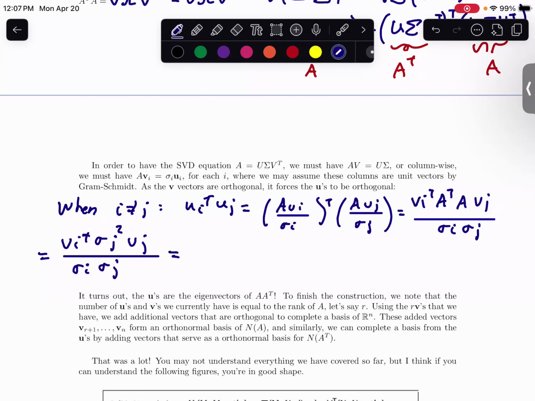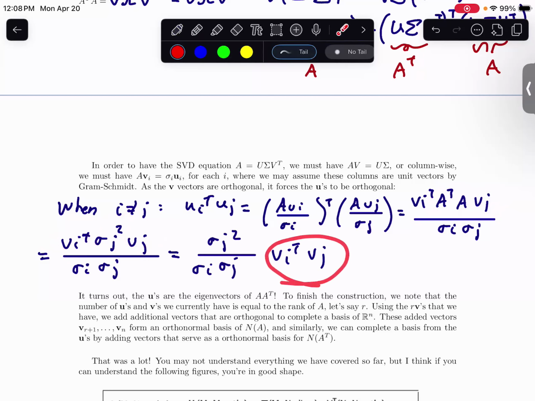It doesn't matter how you write it out. What really matters is that you have some constants, σj squared and σi σj, and then vi transpose times vj. This is the dot product of vi and vj, where we know these vectors are orthogonal as eigenvectors of a symmetric matrix. So this ends up being equal to 0, and the whole thing becomes 0. Because the columns of V are orthogonal, it forces the columns of U to be orthogonal. So U and V both end up being orthogonal matrices.